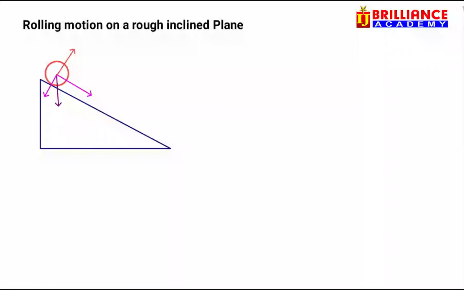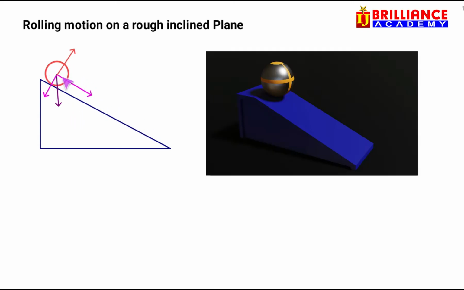Hello students, in this video we are going to discuss rolling motion on a rough inclined plane. Here you are seeing a rough inclined plane. On this plane we have some object which is rolling down. This object can be anything. It can be a sphere, it can be a cylinder, it can be a disc.